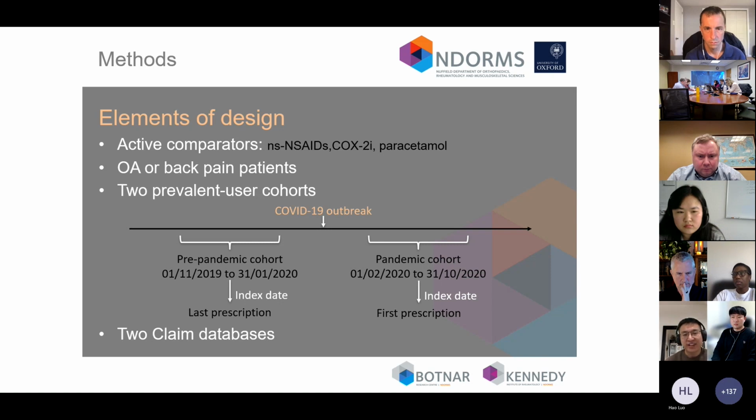To solve the potential issue of reverse causality, we specifically designed a pre-pandemic cohort, in which it is unlikely that people took this drug for COVID-related issues. And lastly, we included both adjudicated and unadjudicated claims-based databases. By doing this, we hope the underdiagnosis issue could be mitigated to some extent.